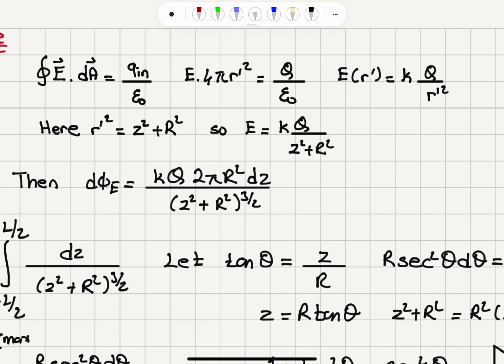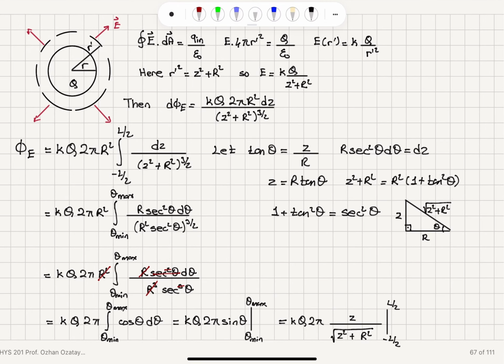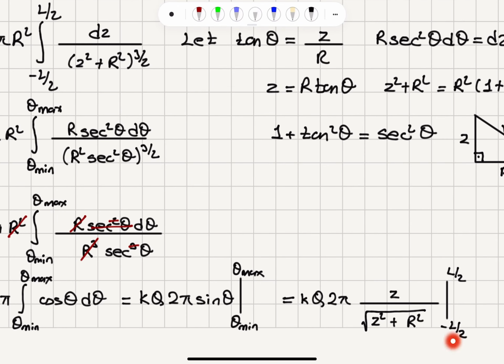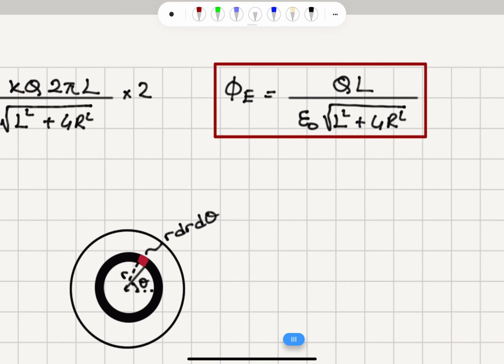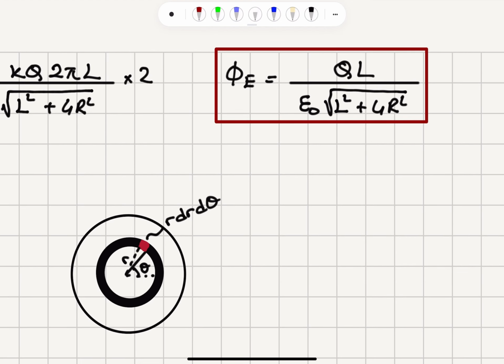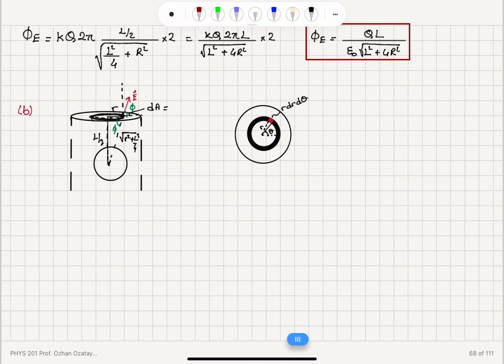So dΦ_E is the integral of this between z equals minus L over 2 and plus L over 2. With the z equals R tangent θ substitution, we can easily solve this integral and evaluate it between these limits, minus L over 2 and plus L over 2. And this gives us our final result, QL over epsilon 0 times the square root of L squared plus 4R squared, where we have substituted for Coulomb's constant k, 1 over 4π epsilon 0.